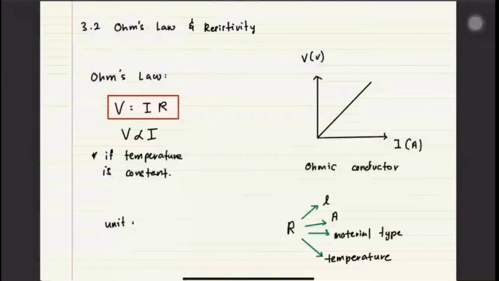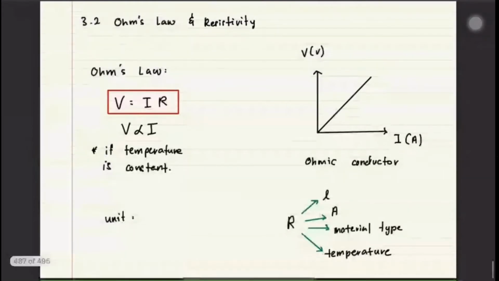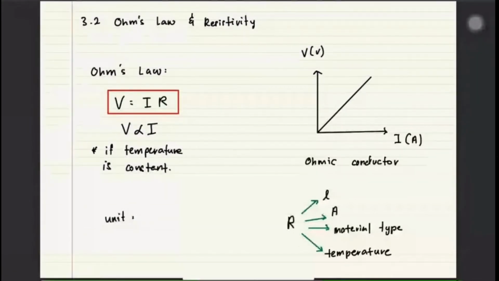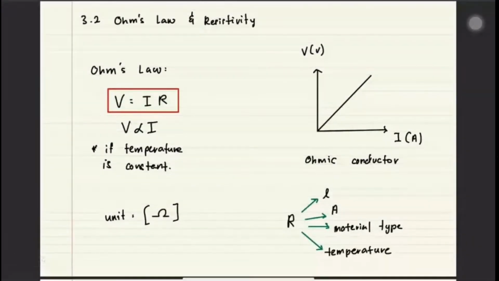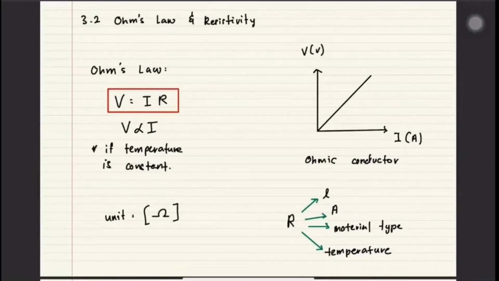And then unit for R, resistance tu tahap resistance lah. Saya tak tahu nak tukar bahasa macam mana. So that one unit dia adalah ohm. Okay, resistance ni ada 4 faktor yang mempengaruhi dia. Number 1, the length. Number 2 is the area. Number 3 is the material type, and then the temperature.